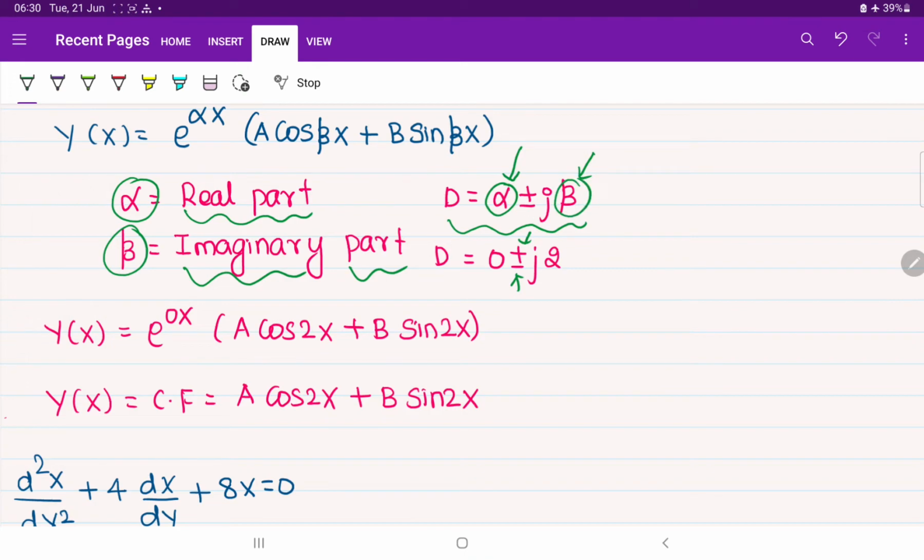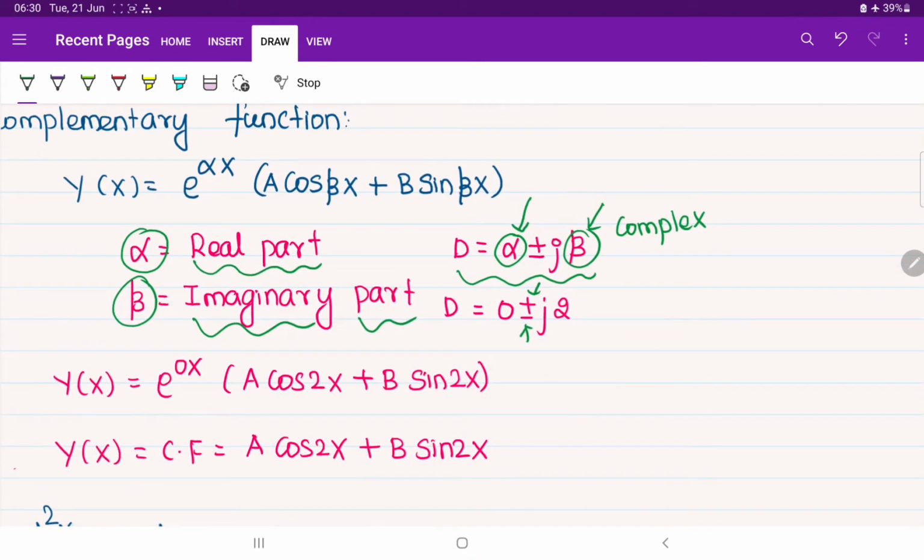So, whenever you observe complex roots, meaning a combination of real plus imaginary, how do you write down the solution? We have x as the independent variable and y as the dependent variable. So y of x will be equal to, first write down the exponential term, and in the power of the exponential term substitute the real part value of the root, just one exponential term.